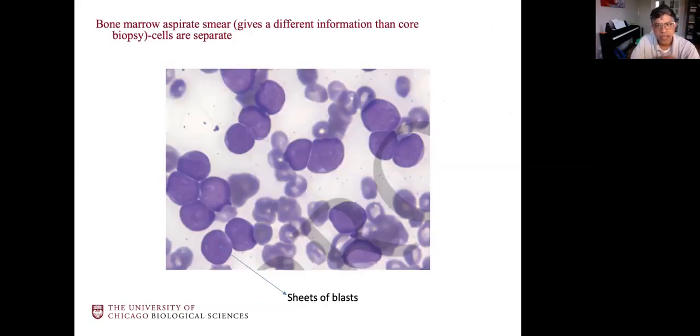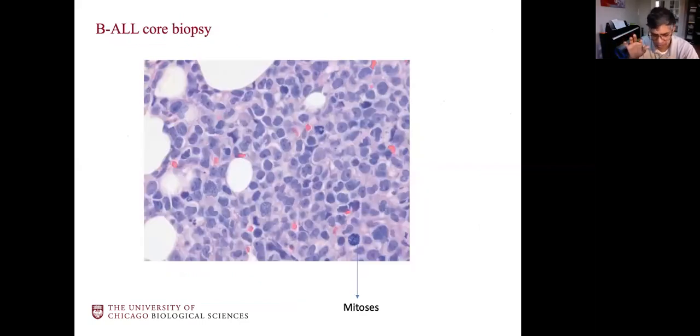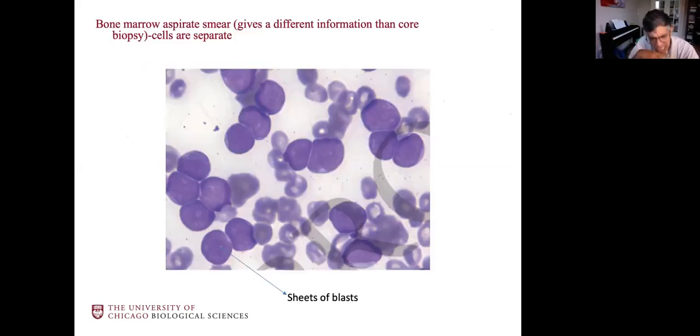And now in this bone marrow aspirate, what I saw was a core biopsy. This thing gives you a piece of information here, whereas this bone marrow aspirate shows you the actual cells separately. And this is your classic bone marrow aspirate smear. And you can see separate blasts, sheets of blasts. It looks kind of exactly like the blood. Okay, so it doesn't give you any more information than what you can see from the peripheral blood.